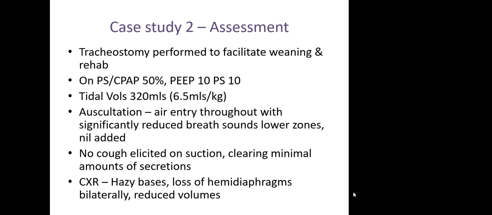So Mr. F is now on pressure support CPAP. He's spontaneously breathing on 50%, and he's getting a PEEP of 10 and a pressure support of 10. But his tidal volumes are pretty poor. He's only getting 6.5 mils per kilo, so 320 mils, which is not very good for this chap. We've listened to his chest, and he's got air entry throughout, but significantly reduced breath sounds to both of his lower zones.